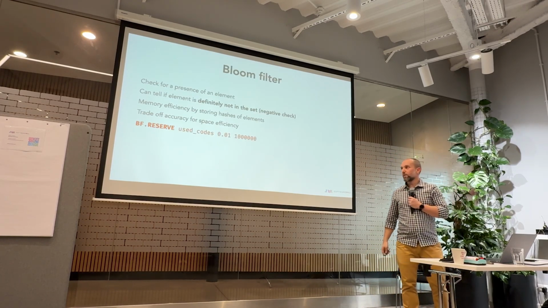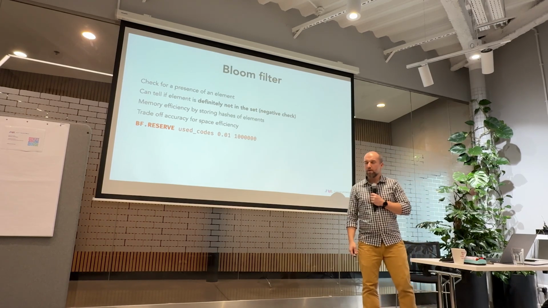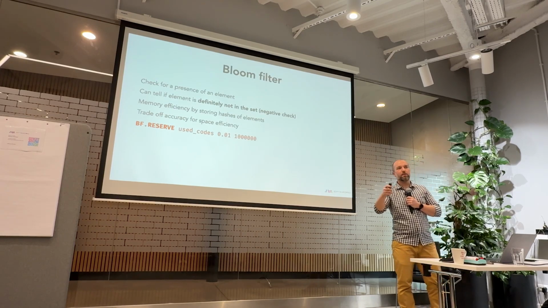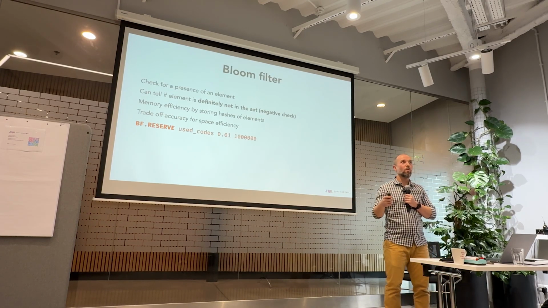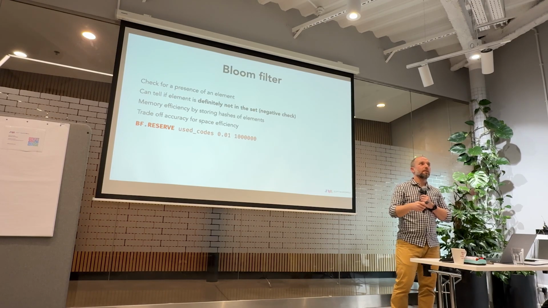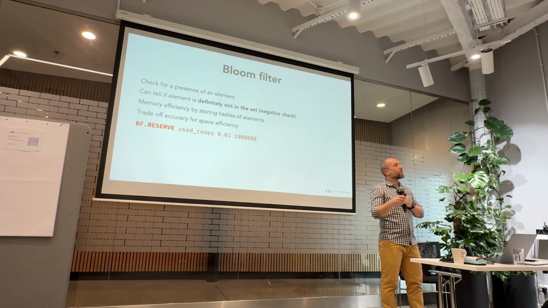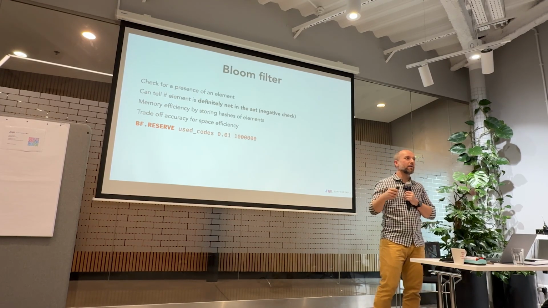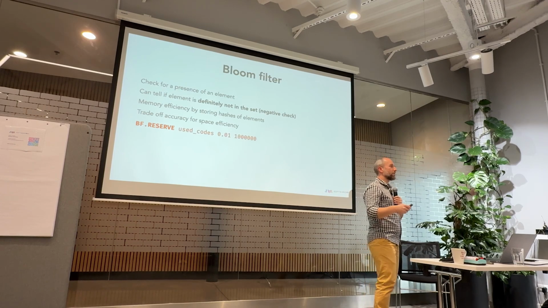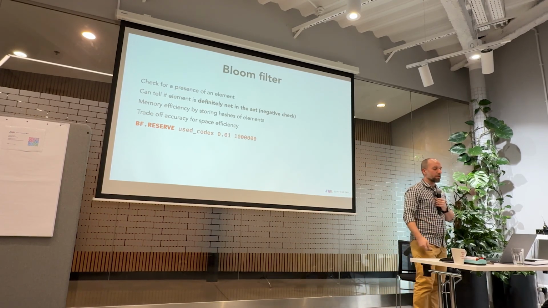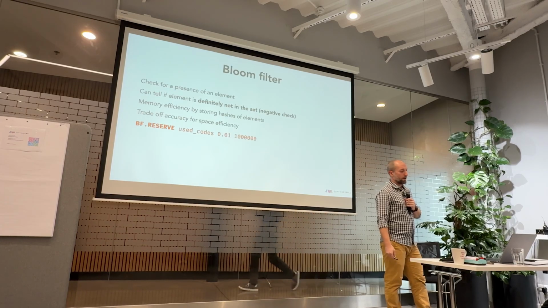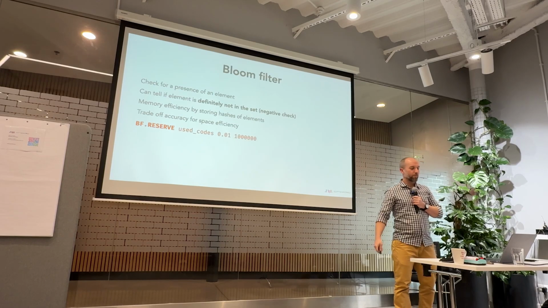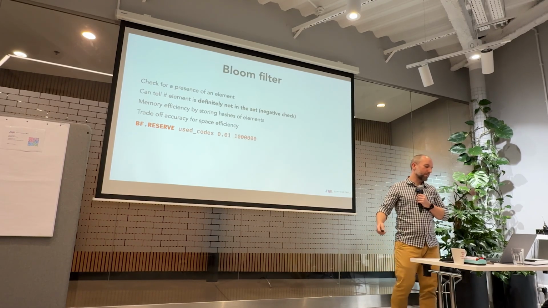You can start using Bloom filters like this one: bf.reserve, name. The first argument is the name of the structure. The other one is the error rate, which is how sure the filter is, the percentage of false positives, meaning the percentage of answers where it may tell you that the element is in the set while it's actually not in the set. And the third one is the size of the Bloom filter itself.